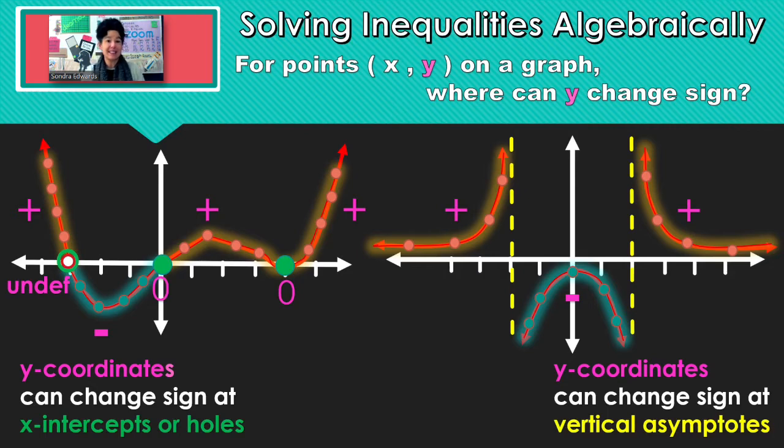Okay, all of this is to say that if we're going to be solving inequalities algebraically, the first thing we need to do is go looking for any place that the y could change signs. So our first step is going to be to look for holes, to look for x-intercepts, and to look for vertical asymptotes. So let's take a look at one.